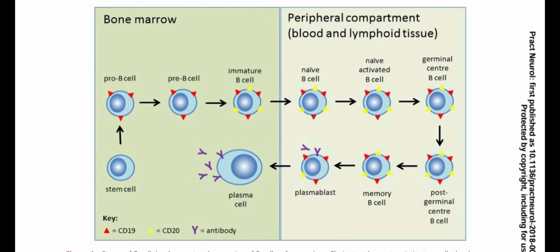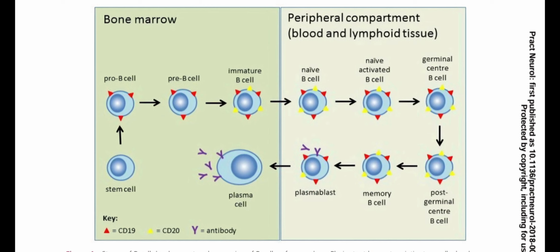Anti-CD20 therapies such as rituximab effectively deplete immature, mature, activated and memory B cells but do not directly eliminate plasma cells, which explains why existing antibodies can persist even after B cell depletion.